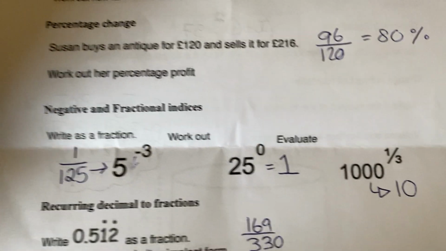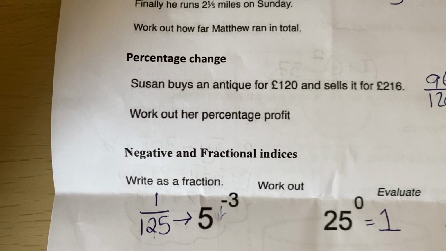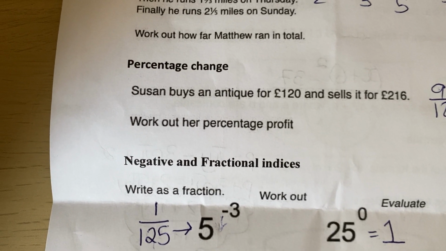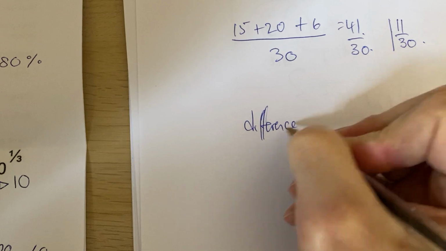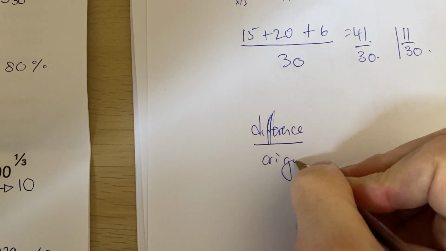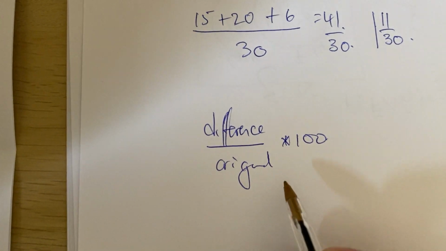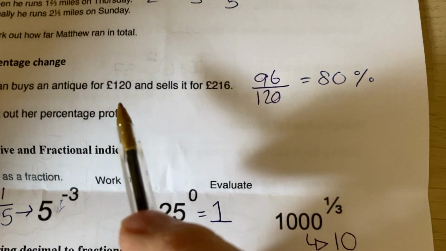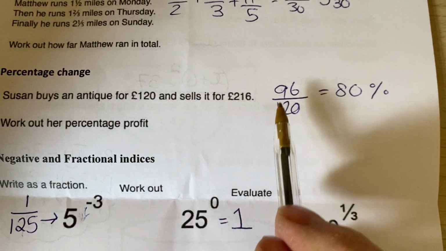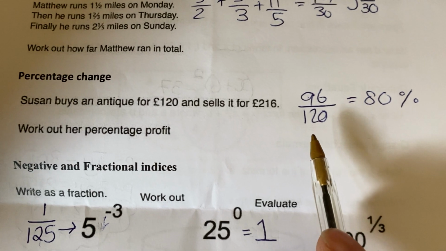Good. Then it says percentage change. Again, Susan buys an antique for £120, sells it for 206. Percentage change is always going to be difference divided by original times 100. Okay, so you're always going to do something like difference divided by original. The challenge is, what is the original? So in here, the difference is going to be 96, and then its original is 120.